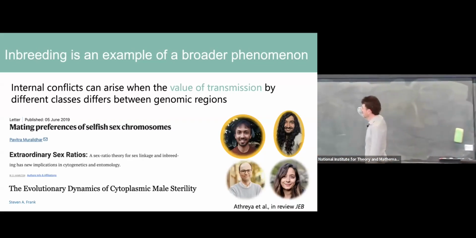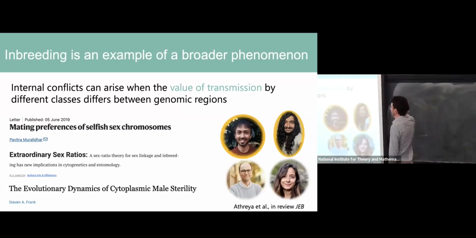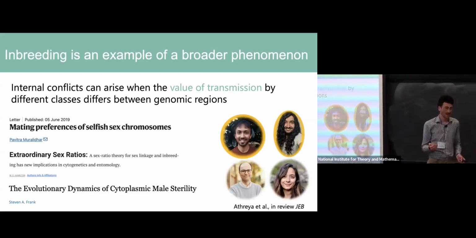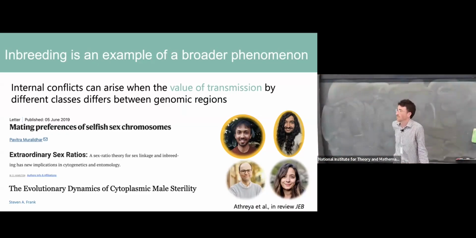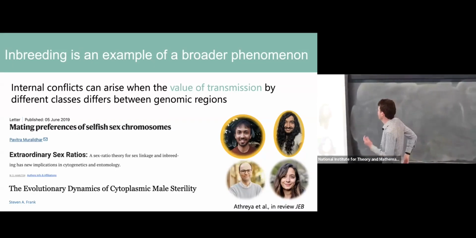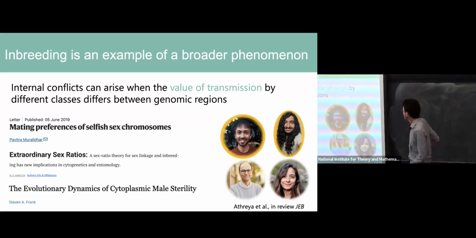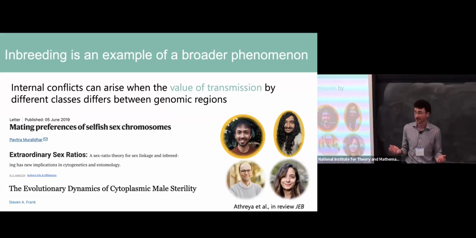And I just wanted to finish, this is the last slide, by saying that I think this is a new case at least of what I think is a well-studied but simultaneously understudied broader form of intragenomic or within organism conflict. And I think these are the conflicts that arise when the value of transmission by different classes, sex here is the easiest one to think about, differs between those genomic regions.